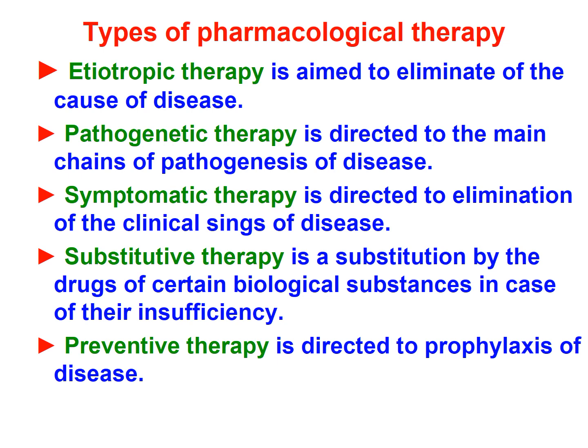Next case is substitutive therapy. Actually, this is the substitution by the drugs of several biological substances in case of their insufficiency. Typical example is diabetes mellitus, in which we have insufficiency in production of insulin, and in this case, in treatment of diabetes mellitus type 1, we can use insulin as the drug.